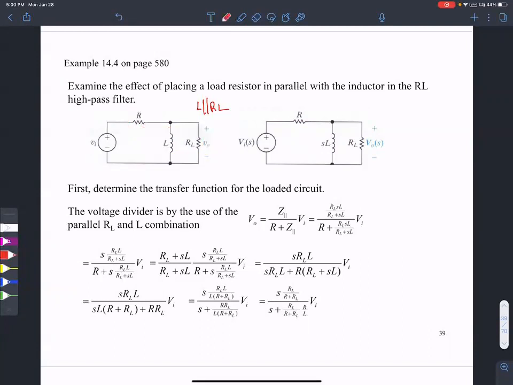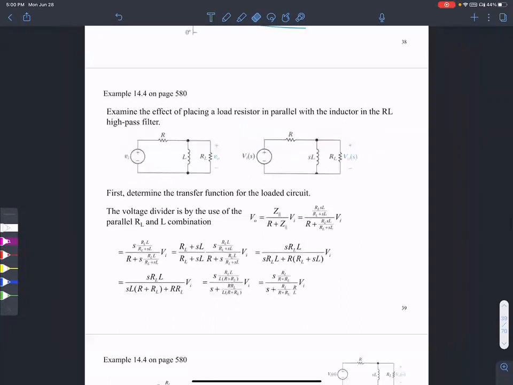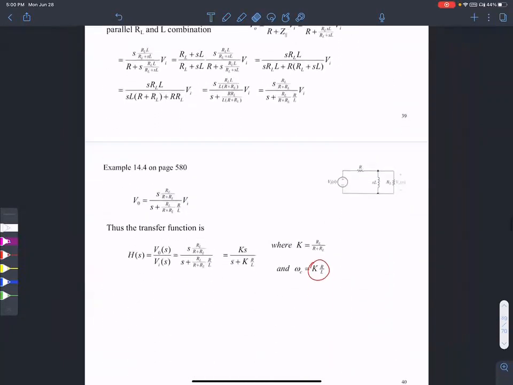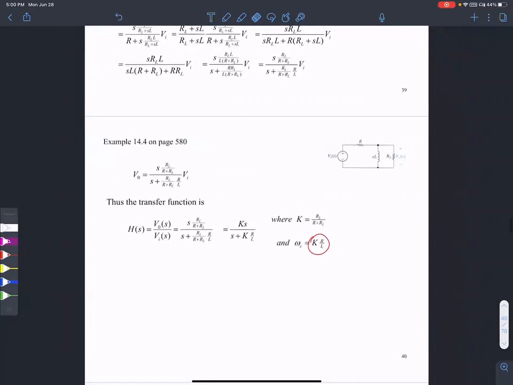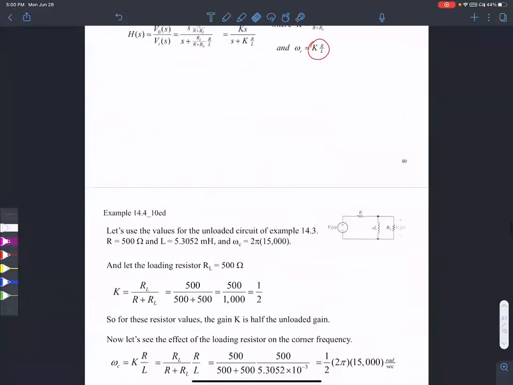So the voltage division is going to be this parallel combination, Z parallel over R plus Z parallel. That's still a voltage division, right? So that's called loading. Loading has an effect of reducing your gain and also reducing your cutoff frequency, okay?